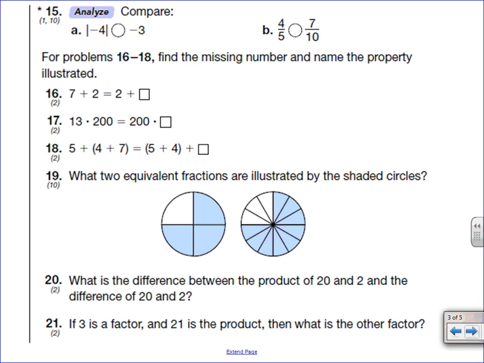Compare. Well, the absolute value of -4 is 4, and +4 is greater than -3. In letter B, I want to think about these in terms of percents, since this section is about percents. And we talked in class that 4/5 is one that you should just know. 4/5 is 80%. 7/10 is also one that you should just know. 7/10 is 70%. So which is bigger? 80%.